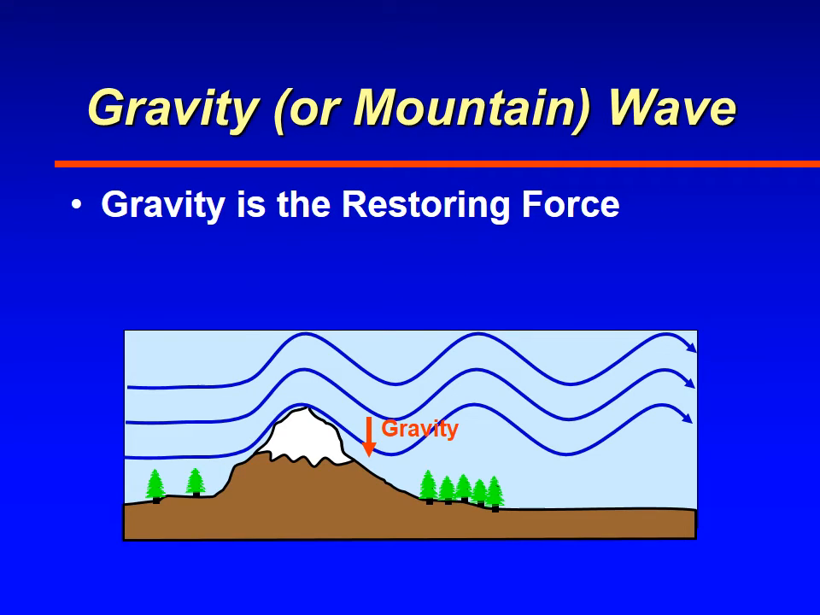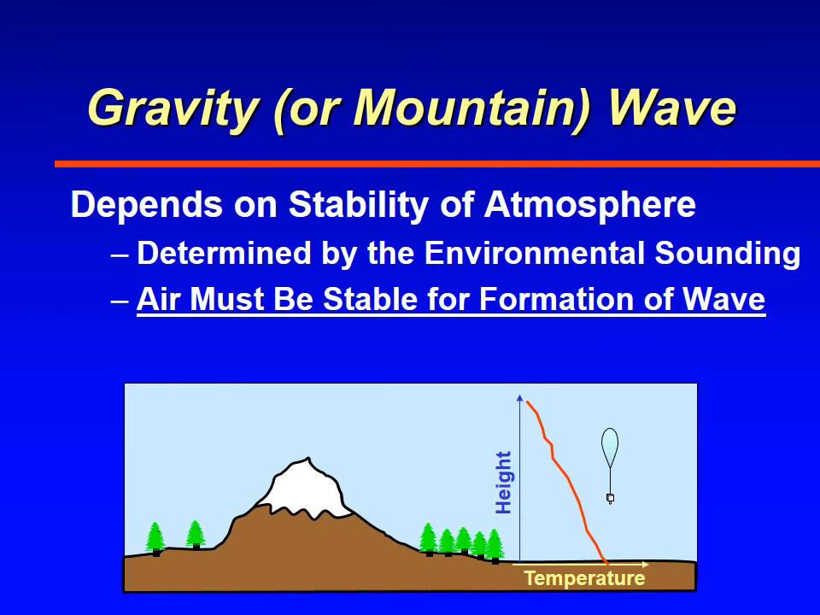So gravity is our restoring force. The air is stable. It wants to come back down as a result of the force of gravity. So, of course, this depends upon the stability of the atmosphere. An atmosphere must be stable. Specifically, there might be an inversion right at the mountaintop to help enhance the stability of the atmosphere.